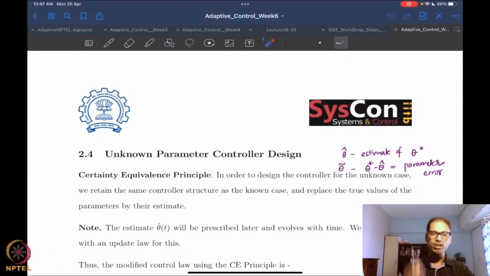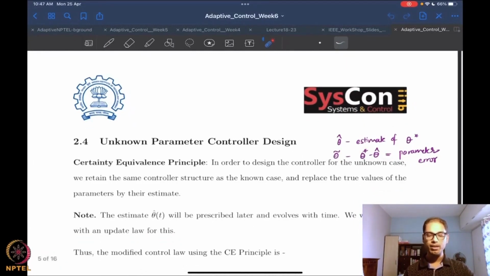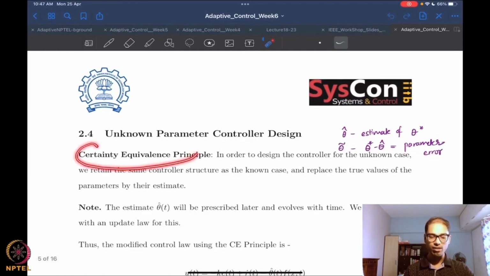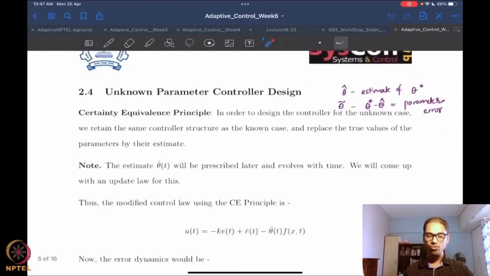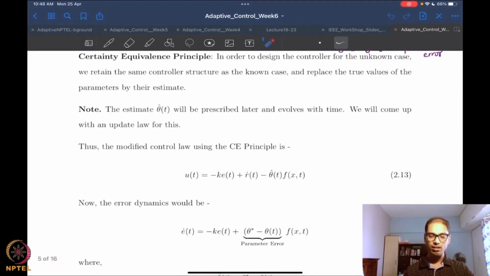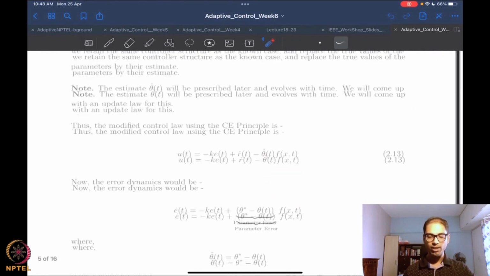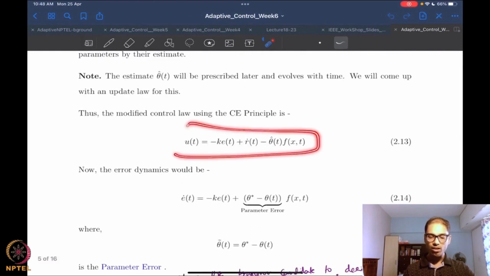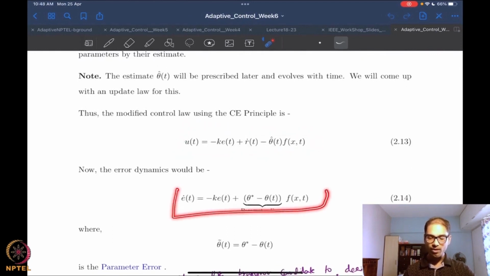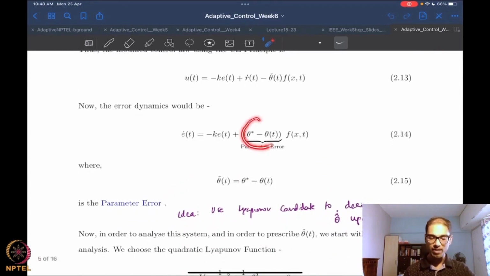Now, how do we deal with the uncertain or the unknown parameter case is the application of the certainty equivalence principle, which essentially said that you retain the same structure of the controller, but you replace the true parameter value, which is unknown to you, by its estimate. This estimate is going to be designed subsequently. So with this altered controller, we get altered error dynamics, which contains now the parameter error, denoted as theta tilde.